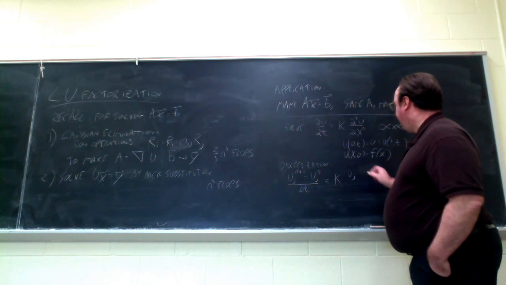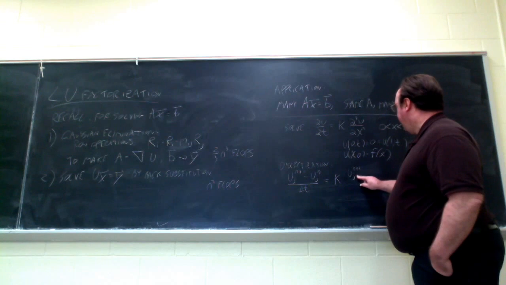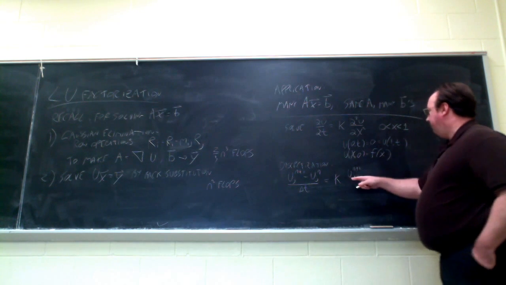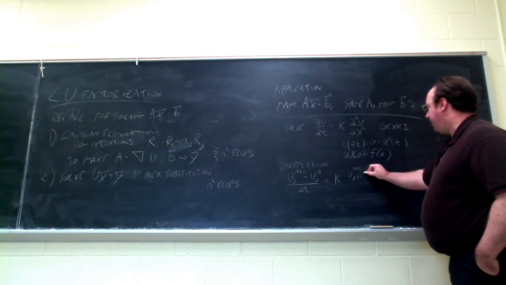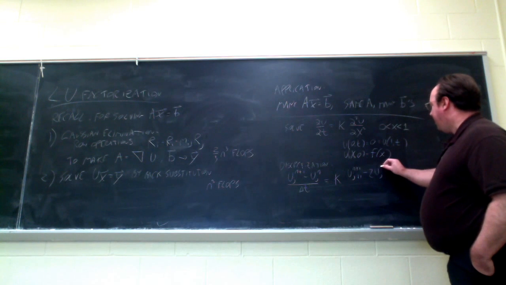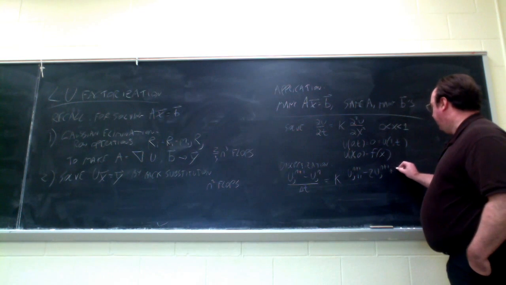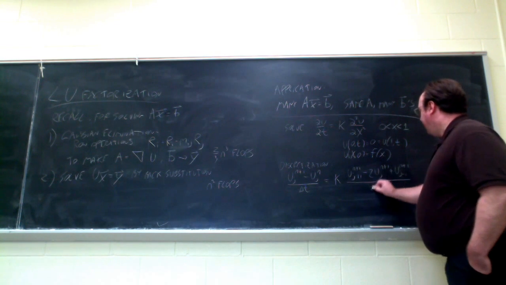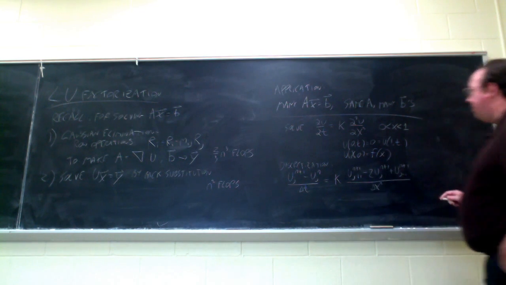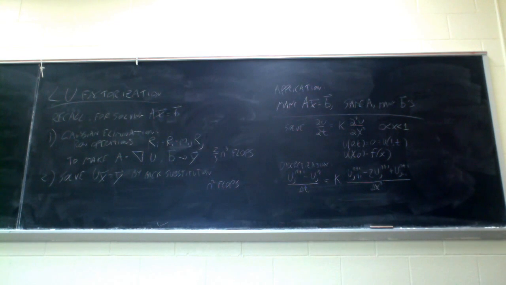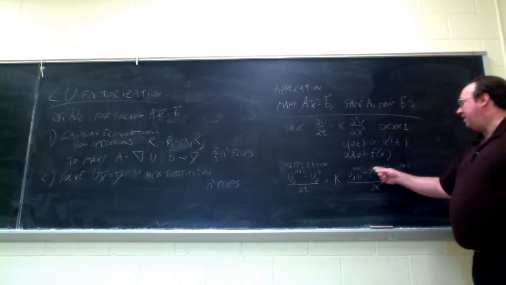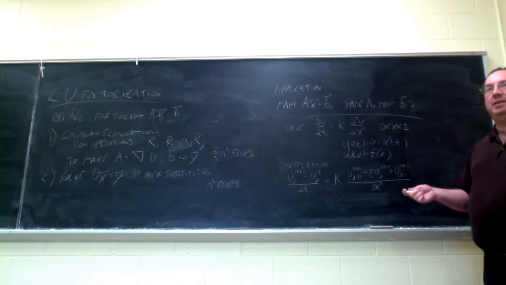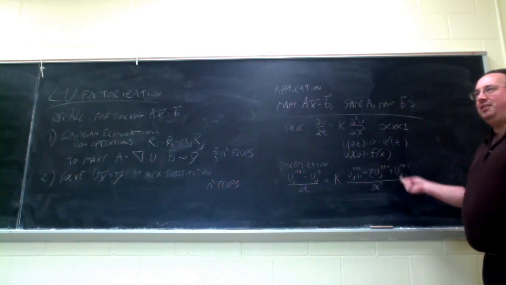And what I'm doing is evaluating the spatial derivative, so u_xx, at time n plus 1 instead of time n. Because if I evaluate at time n, that's called an explicit method. If it's time n plus 1, that's an implicit method.